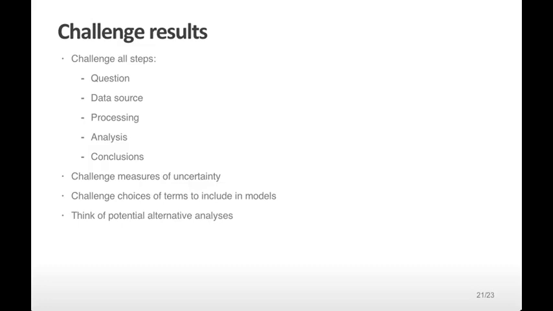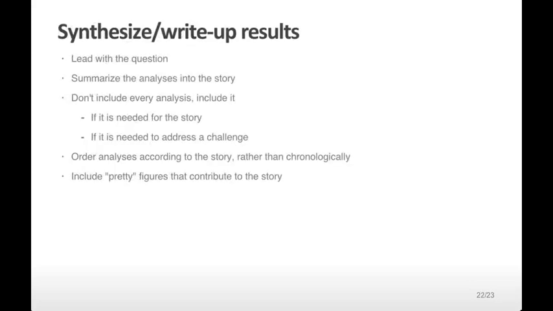You should also challenge measures of uncertainty and point out possible other sources of uncertainty that you didn't consider. And challenge sources of terms to be included in the model, and think of potential alternative analyses. By doing these steps yourself, you will be able to explain to others why you think your analysis is either strong or weak, and be able to help people make decisions on the basis of your analysis.